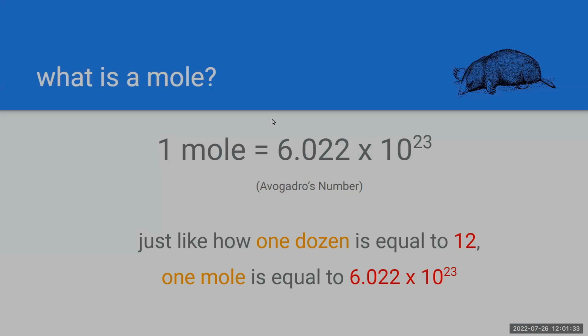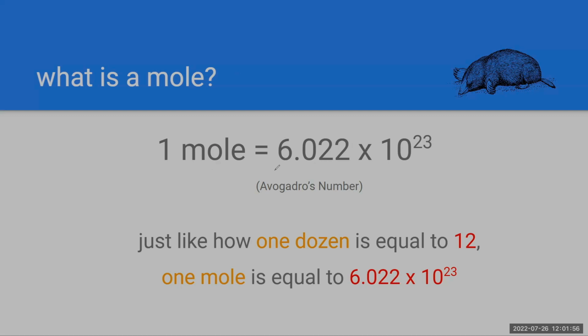So a little recap, hopefully. What is a mole? A mole is equal to 1 times 6.022 times 10 to the 23, as you can see right here. It's also known as Avogadro's number, and it doesn't really have an actual unit. It's more like a constant.